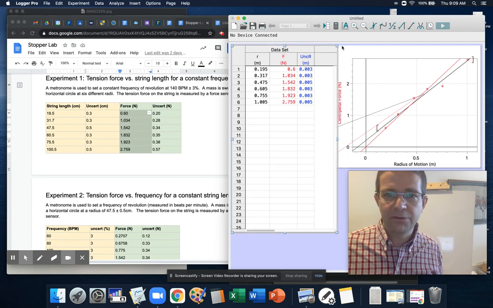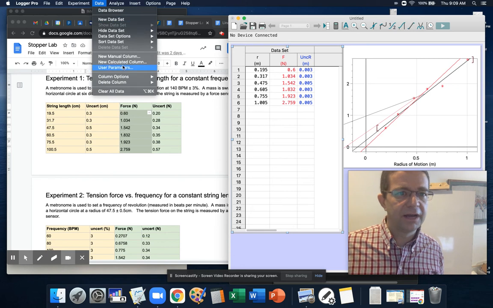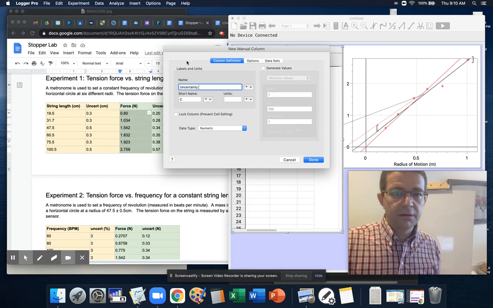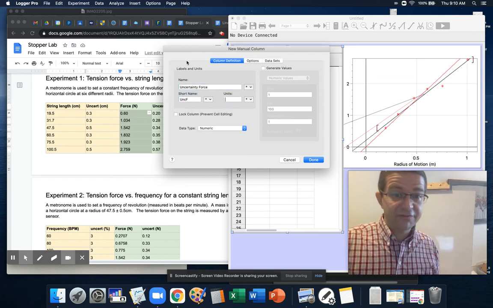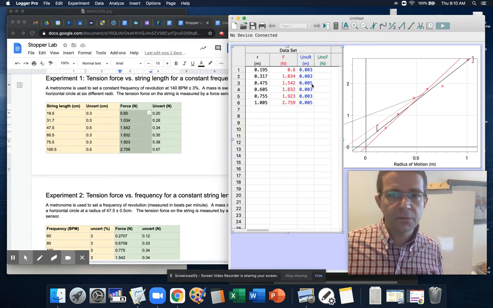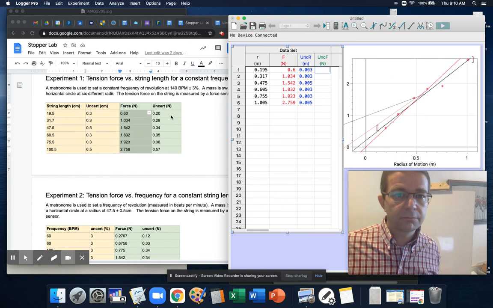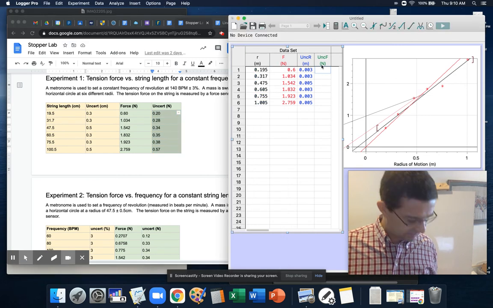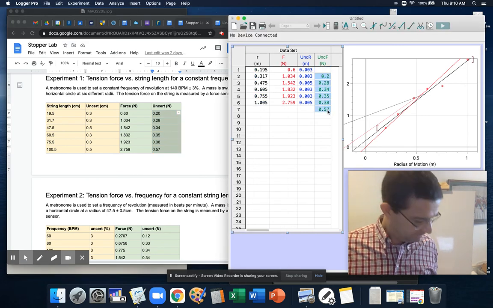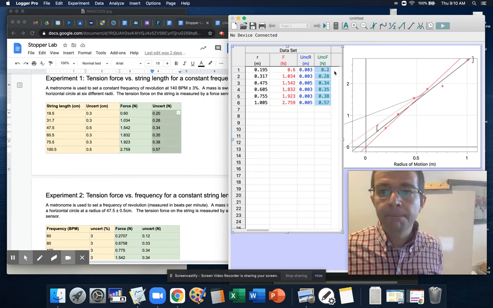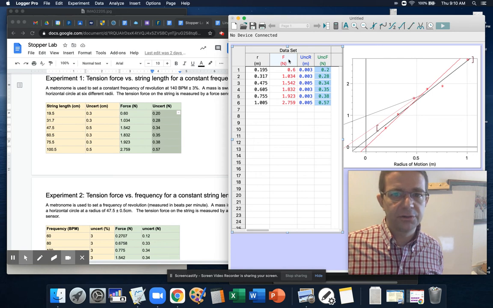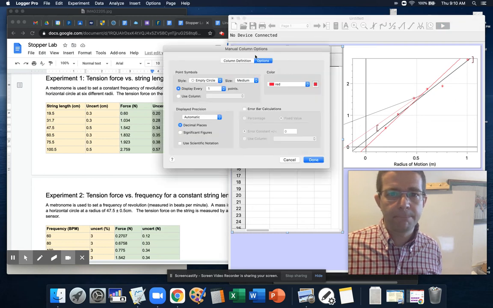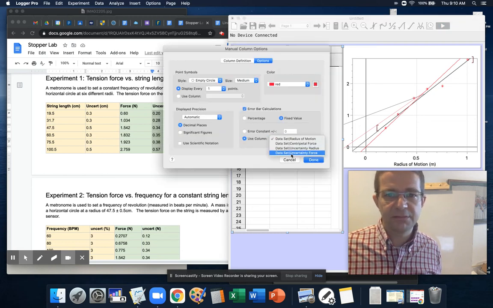So let's see what we have for the force uncertainty. So we'll do a new manual column, and this will be uncertainty force, UNCF, and also in newtons. And I'll copy those numbers over. The last time I pasted, it didn't paste exactly right. Let's see what happens now. Still didn't paste quite right. It's frustrating. And now I'll do the same thing to add that uncertainty to the force column. Options, error bar calculations, use columns, uncertainty force.